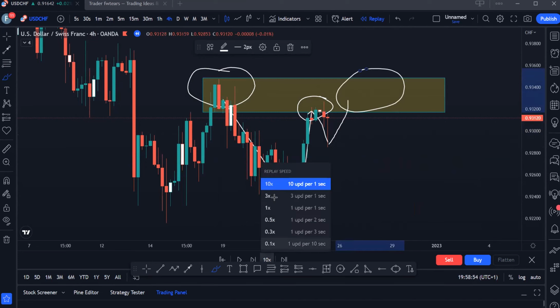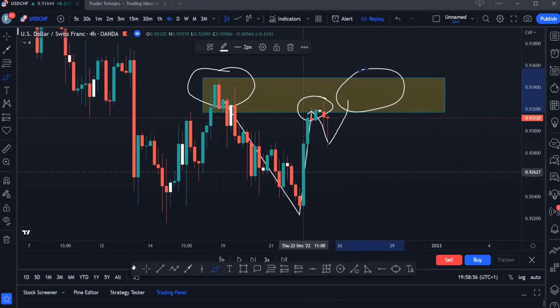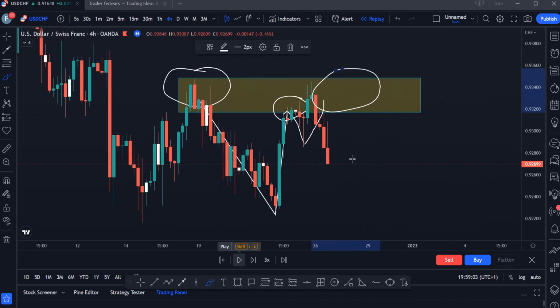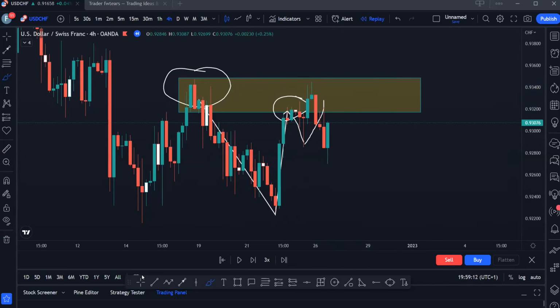Okay, let's play it forward. What did price do when we found a retracement into that zone? You can see what price did. Price went up. In a second, let's do everything.